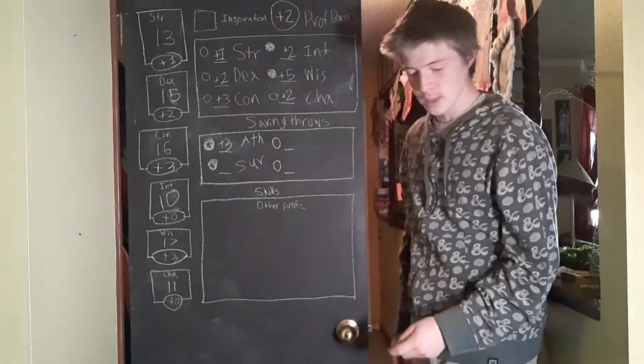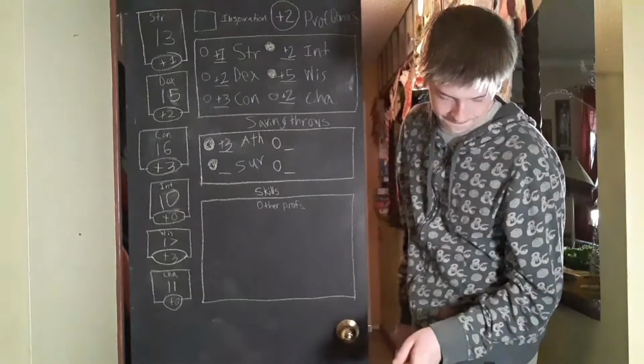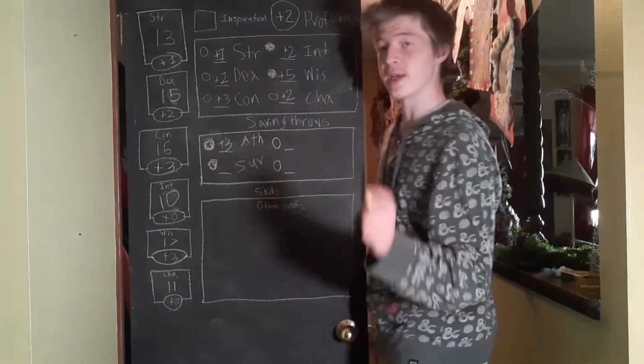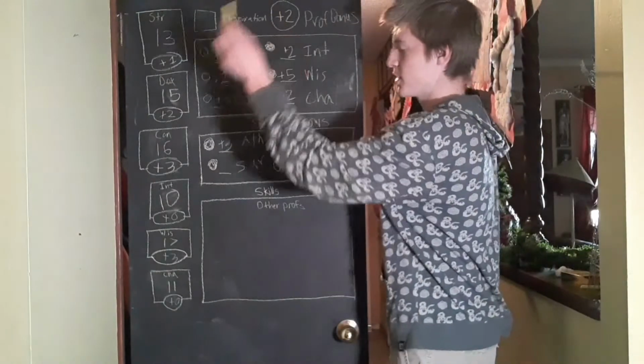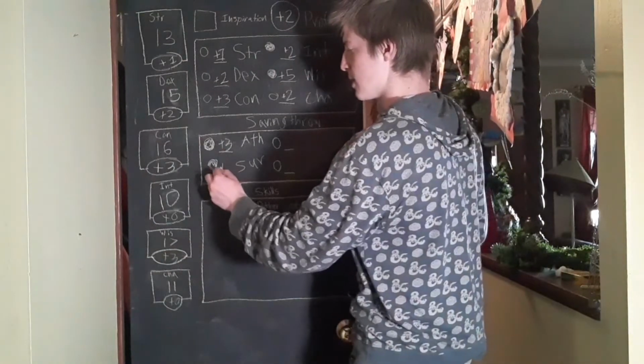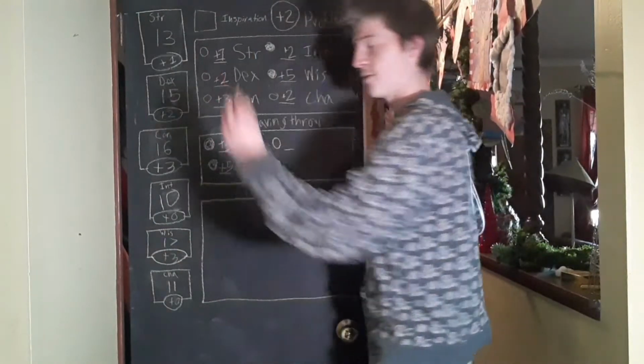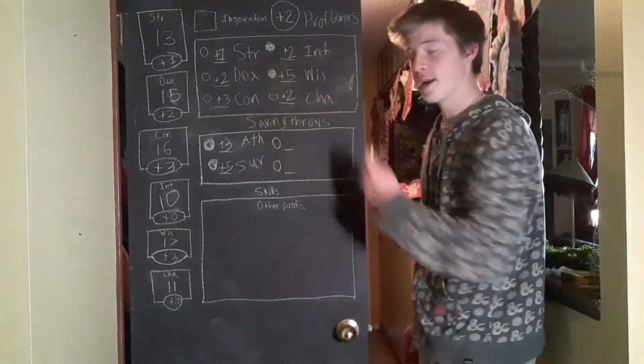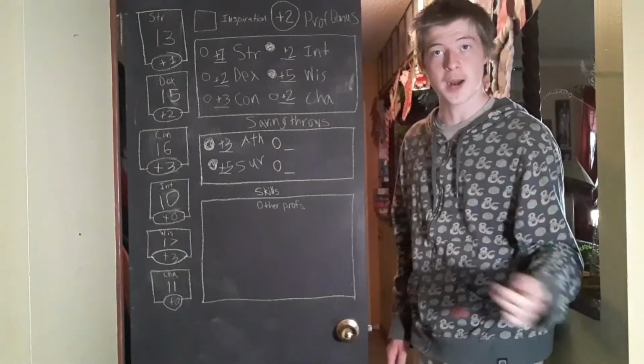Survival is a wisdom-based ability, which is good because I'm good at wisdom. I have a +2 and a +3 for a +5 in survival. Survival is the kind of thing I'm going to use if I'm looking for animal prints in the woods.